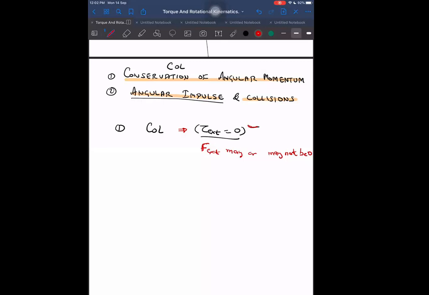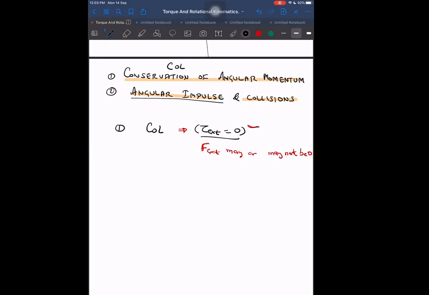If an external force is there, sometimes it may happen that the torque is 0, but not about all possible points. It may be 0 about some points, and it may not be 0 about other points. Examples, numerous examples, you know.